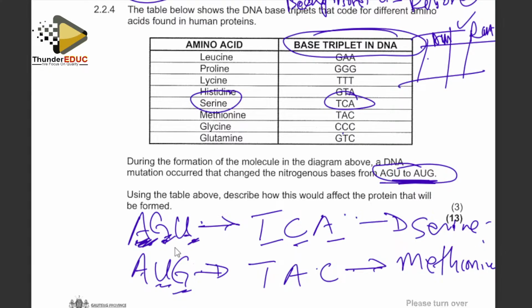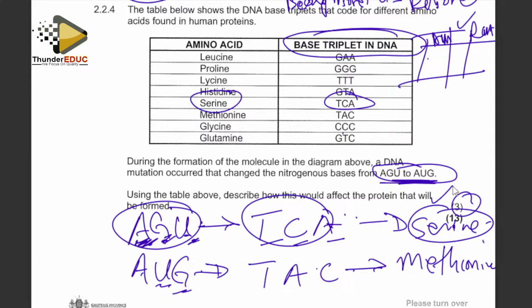Meaning that is 3 marks. This will be translated to this, which codes for serine. You mentioning serine is a mark, that this one codes for serine. And then this is translated to this, which codes for methionine. You mentioning methionine, that this codes for methionine, is another mark.